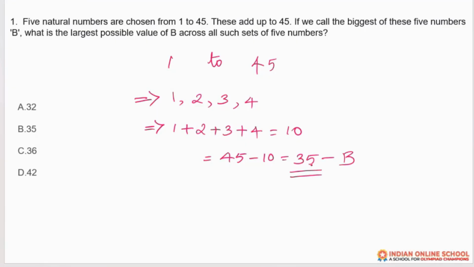So for such questions, we first find the smallest numbers. If we are asked about 5 numbers, we find the smallest 4 numbers out of 1 to 45. Then we find the sum of these, which is 10. Then from the largest limit, 45, we subtract 10 and get the largest possible number. So the correct answer is option B, 35.